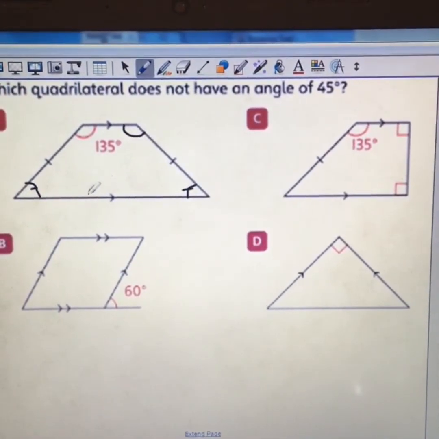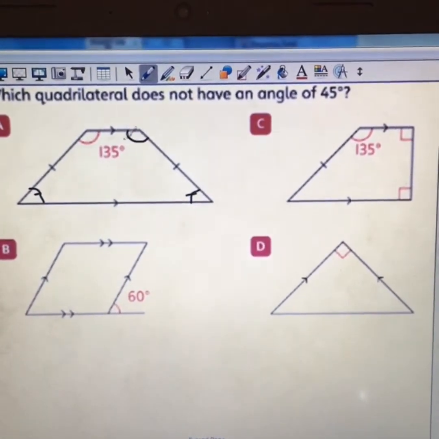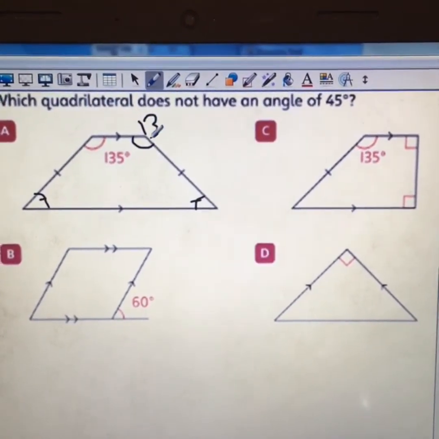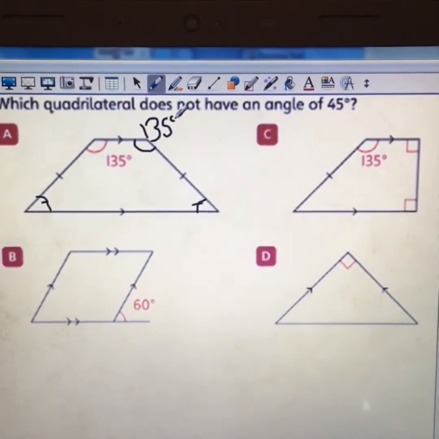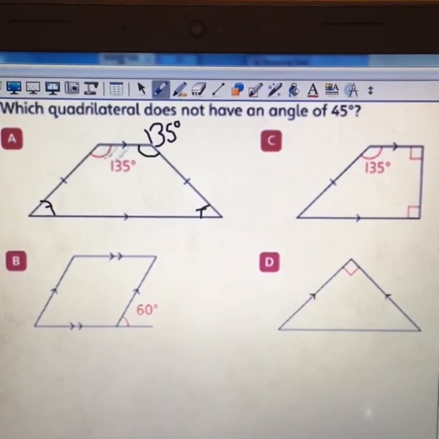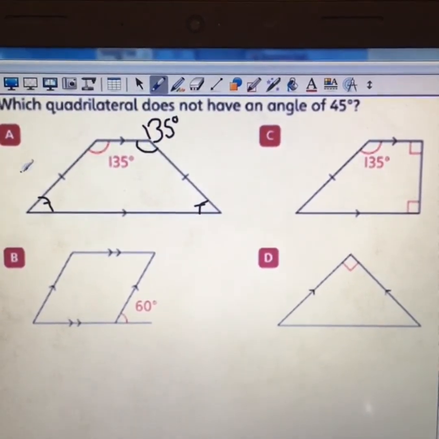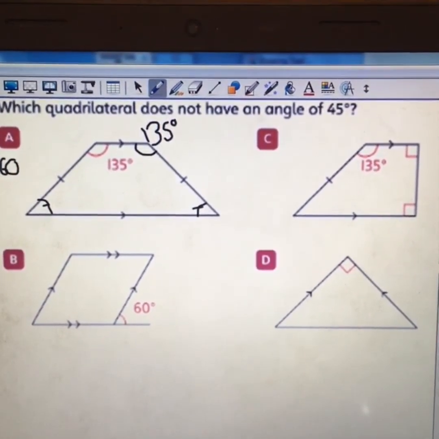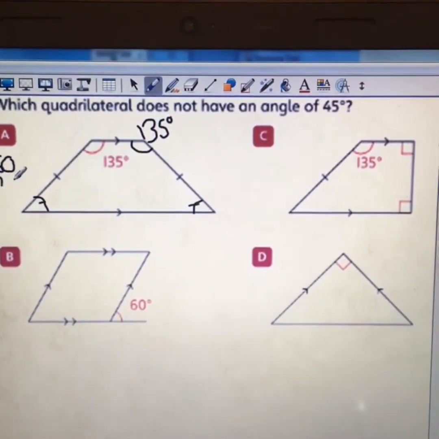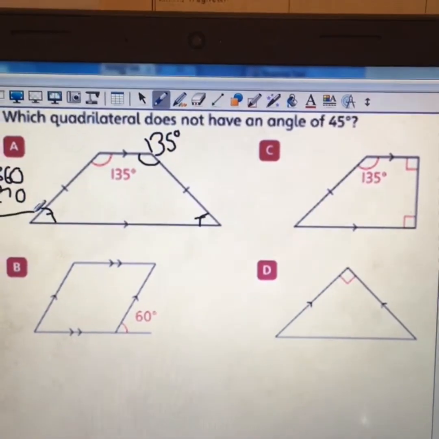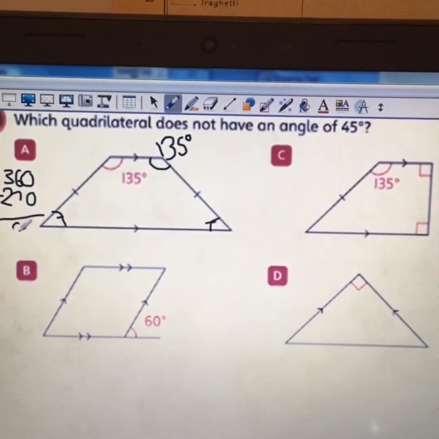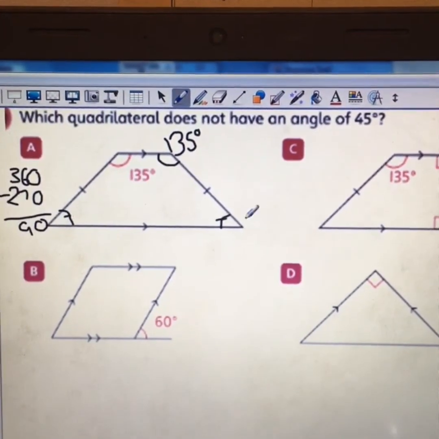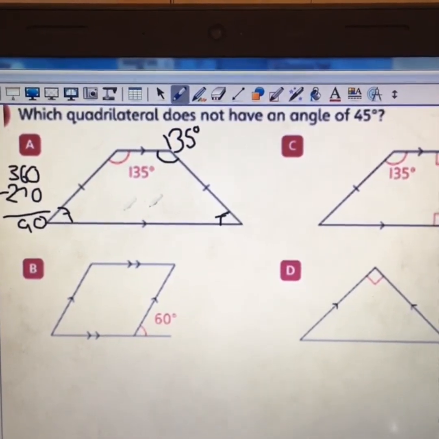So when these two are equal, and it's like I've chopped the top off and these two are equal. So if this one's 135, this one is also 135 degrees. So together they equal 270 degrees. The whole thing is 360 degrees. So I'm going to do 360, I'm going to take away 270, which would leave me with 90 degrees. So I know that this angle and this angle together equal 90 degrees.